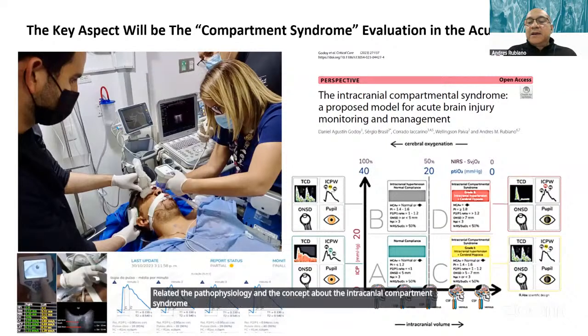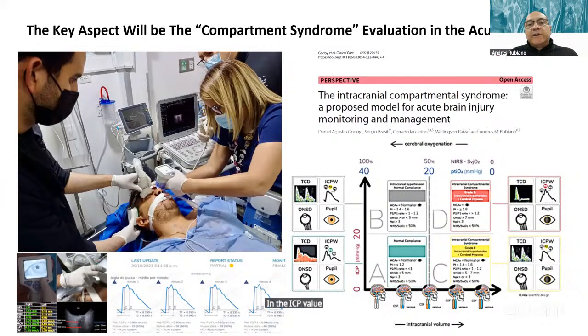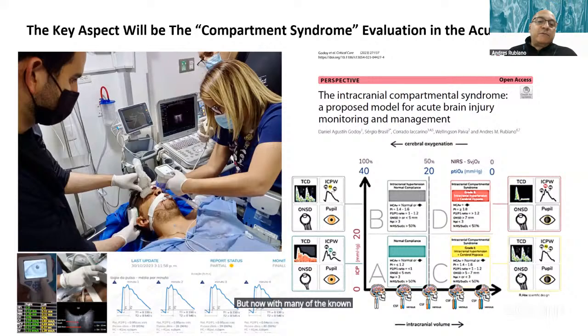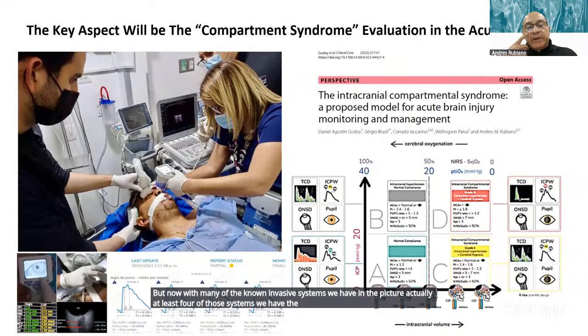So the main idea is that if we follow the regular trends of invasive ICP monitoring, it is regularly based on the ICP value, and sometimes not very often on waveform analysis for understanding if the patients still have compliance or not. But now, with many of the non-invasive systems, we have in the picture at least 4 of those systems. We have the non-invasive system for analyzing the ICP waveform that came recently into the market. We have been working with that system for the last 3 years.